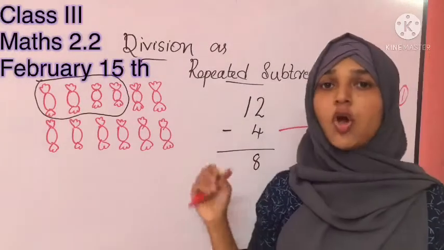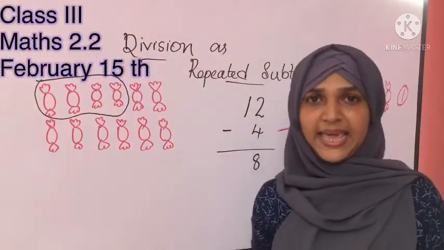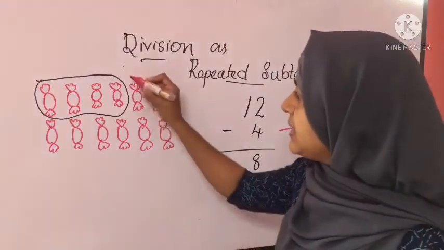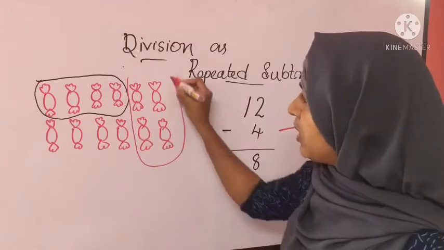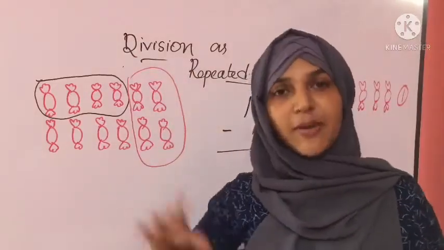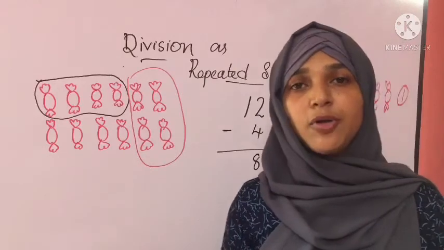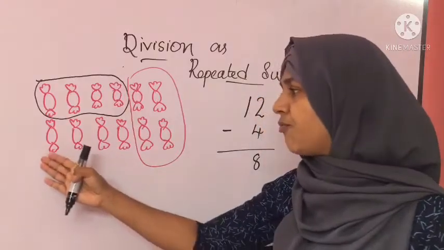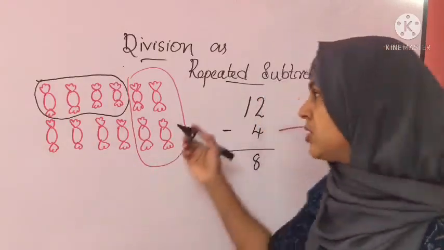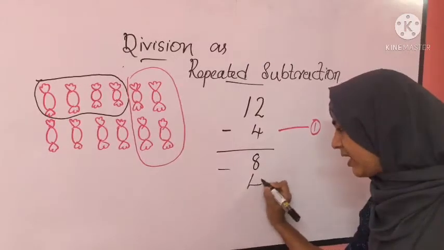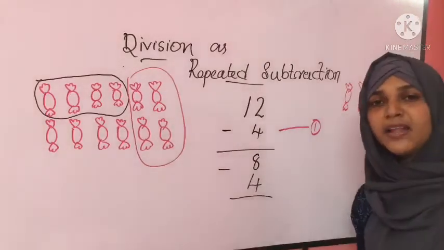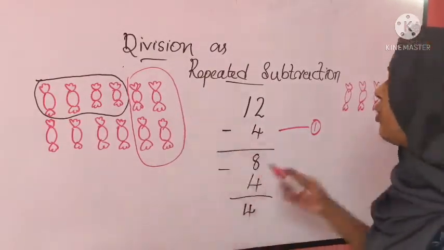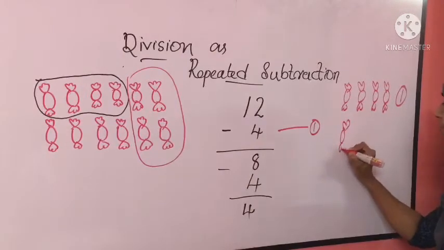Now we have 8 chocolates more. We can distribute 4 chocolates again. So I am taking these 4 chocolates, 1, 2, 3, 4, from this group. So again we have to subtract these 4 chocolates. When we give 4 chocolates, there are only 1, 2, 3, 4 chocolates remaining. So I am deducting 4 from 8 again. 8 minus 4 is 4. So these 4 chocolates make the second group.